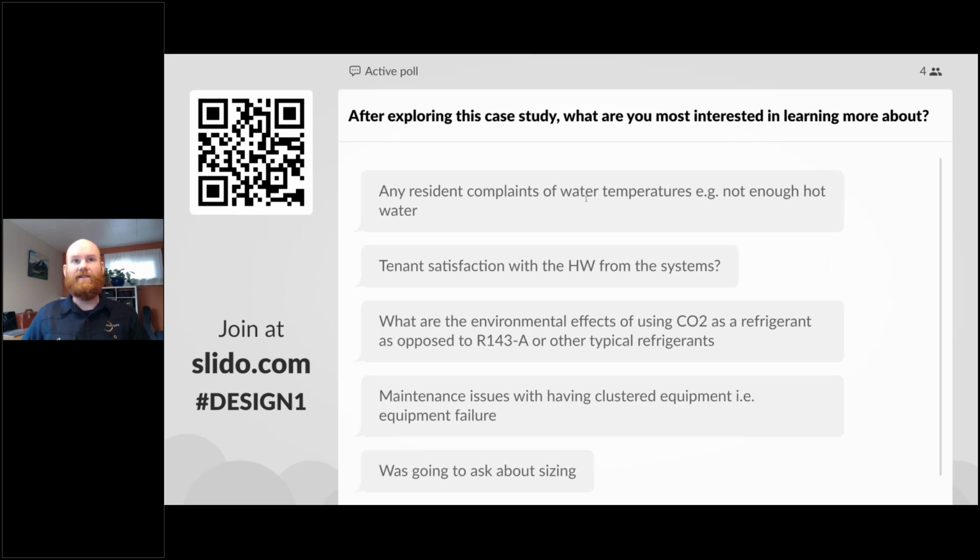Any residents' complaints about water temperature not being hot enough? Not in this system or in any heat pump water heating systems, as long as you're implementing it right and operating within the heat pump water heater boundaries, the equipment boundaries and limitations.